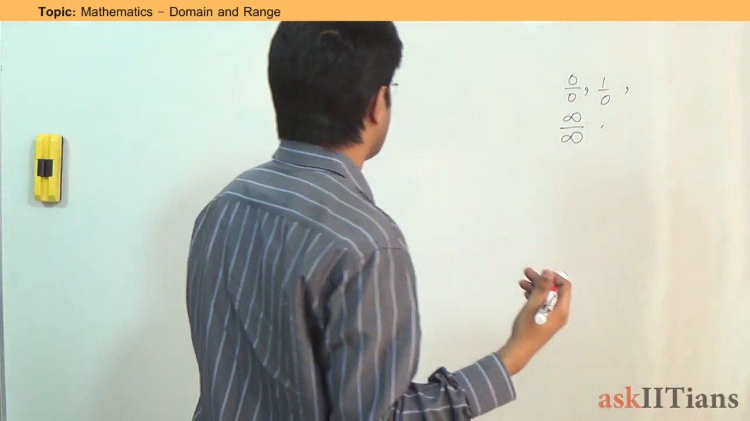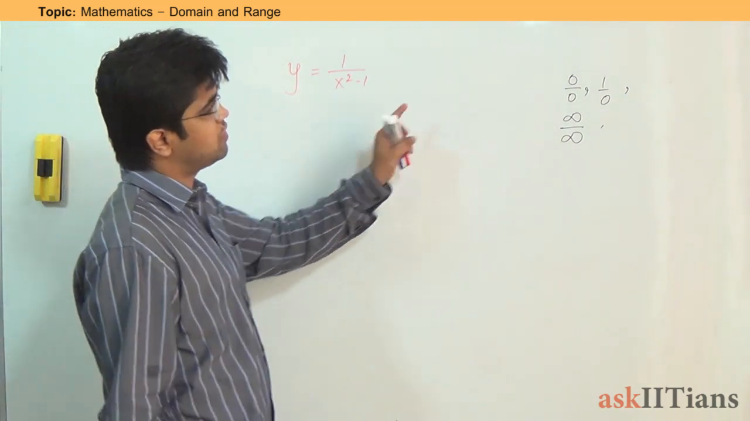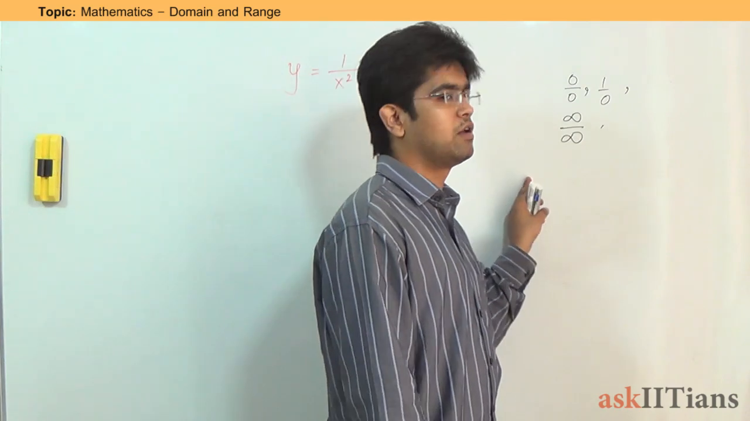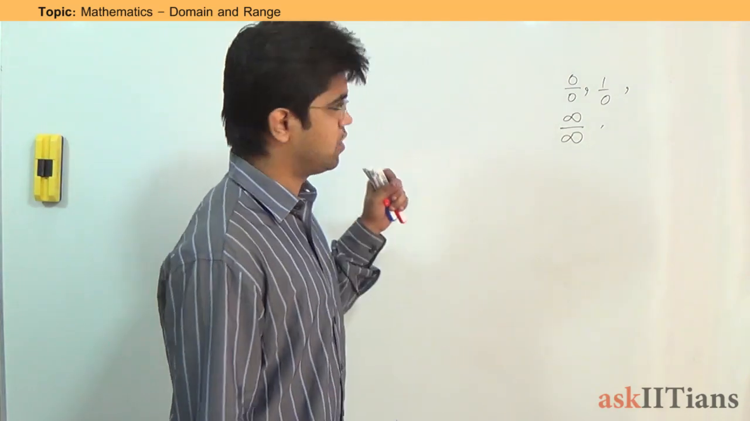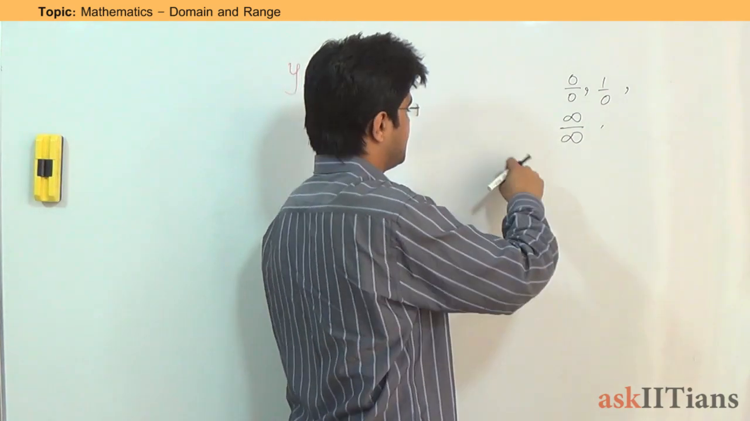So let's say that these are the indeterminate forms. We don't want any of these forms to occur. If these forms are coming as our output, then they are not acceptable.